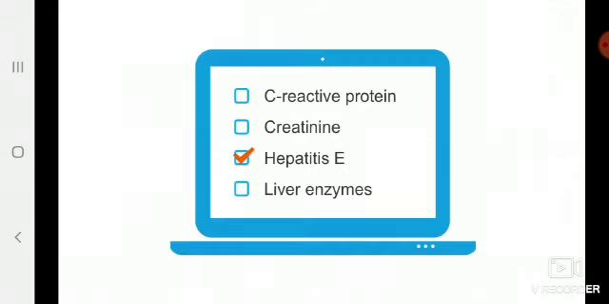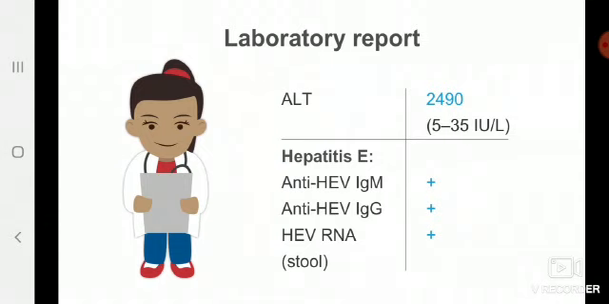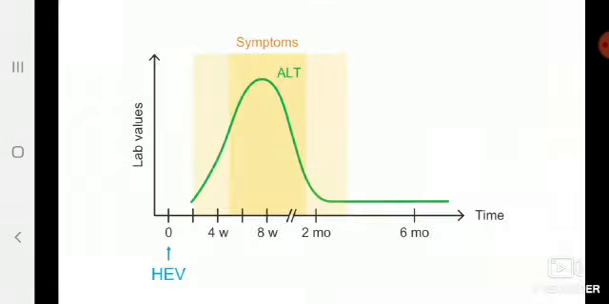Let's order lab tests. In Hannah's lab report, we can see that her liver enzyme function is significantly elevated. Furthermore, her hepatitis E tests are positive. Hepatitis E RNA is also detectable. So what's your diagnosis? Hannah has no history of immunosuppression.